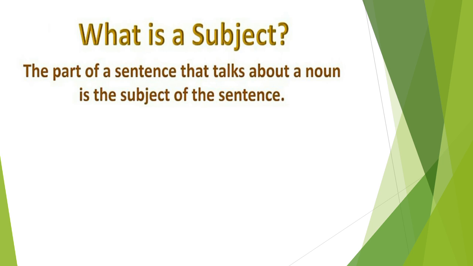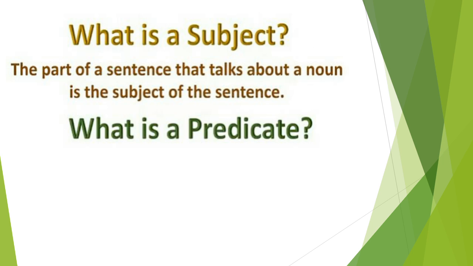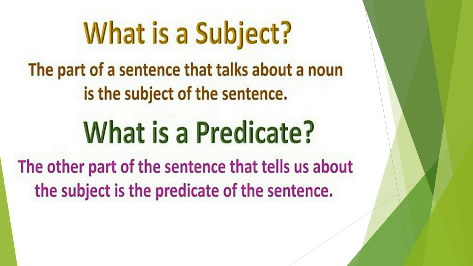Now the question arises, what is a predicate? प्रेडिकेट क्या है फिर? Predicate, the other part of the sentence that tells us about the subject, is the predicate of the sentence. That means हमें पता चल जाता है एक सेंटेंस में कि सब्जेक्ट क्या है, जिसके बारे में हम बात करते हैं वो होता है हमारा सब्जेक्ट.